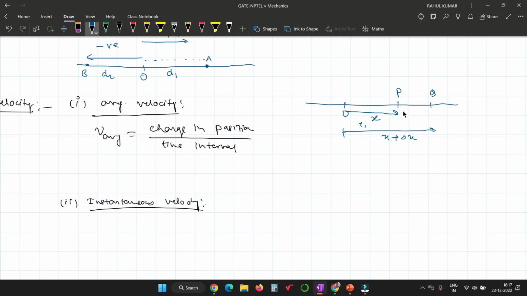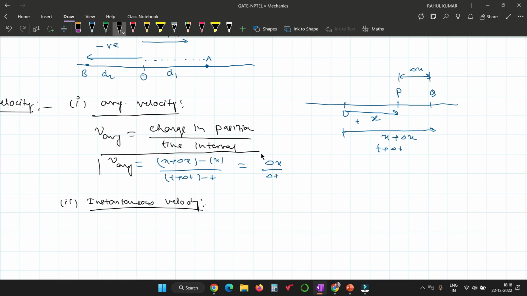So what is the change in position? Change in position is delta x. And the time interval, the gap, is delta t. So the change in position divided by the time interval will be x plus delta x minus x divided by t plus delta t minus t. So t plus delta t minus t is delta t, and we get delta x divided by delta t. This is called average velocity.